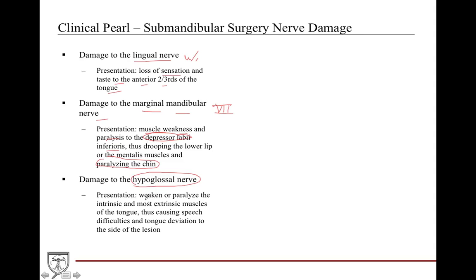At that point, you weaken and paralyze the muscles of the tongue. So you can have speech impediments and difficulties, and you can even notice tongue deviation to the side of the lesion, based on the fact that, back in the cranial nerve lecture, any defect with tongue innervation will cause you to lick your own wounds.